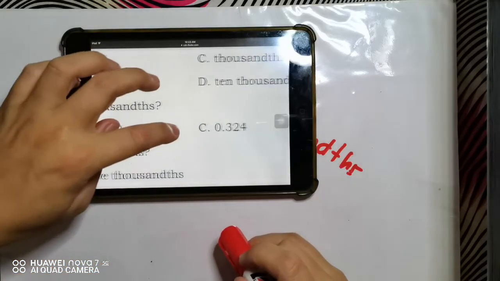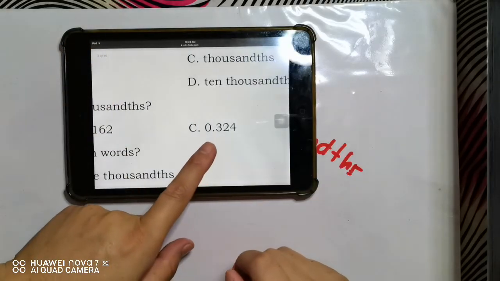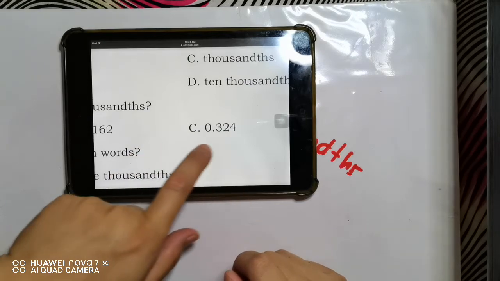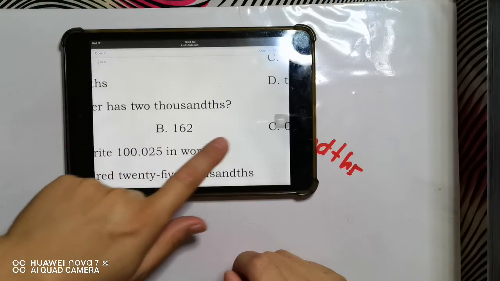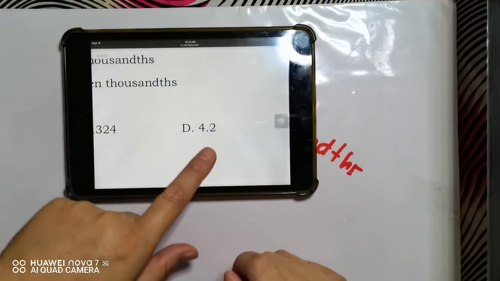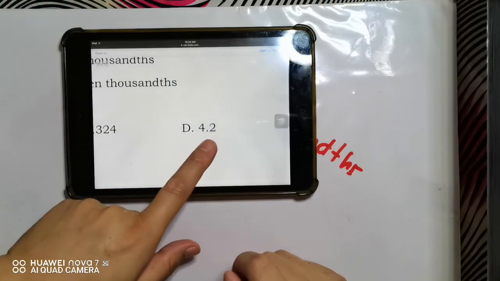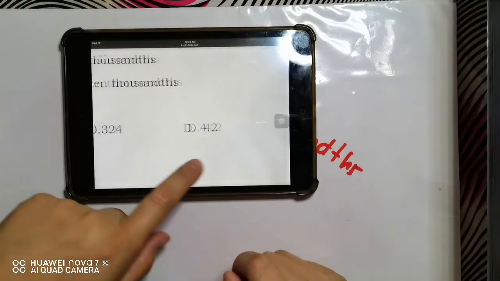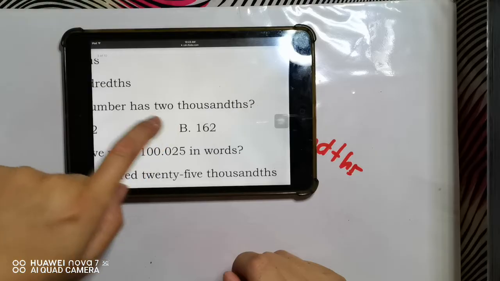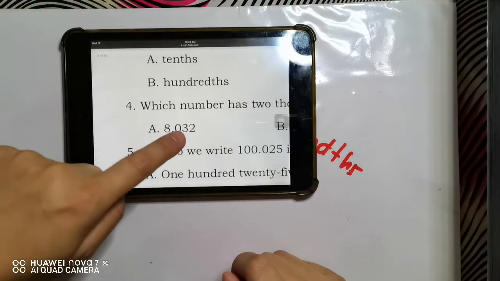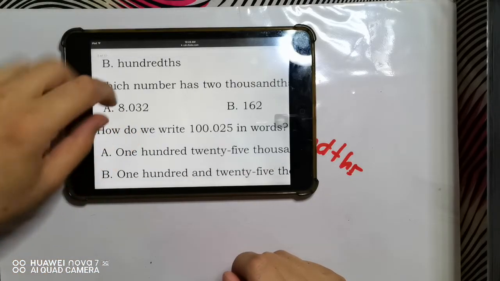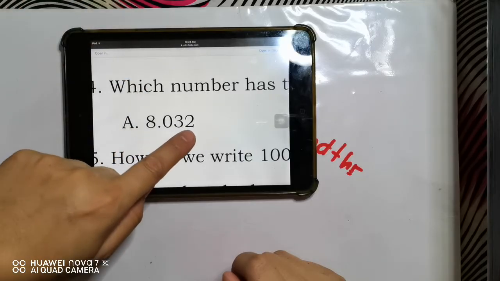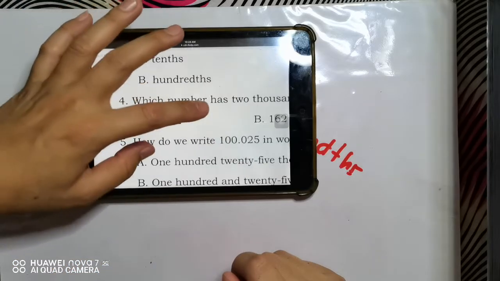Ito, 162. So, hindi. Ito ay 0 and 324 thousandths. Eh, ang inaalam natin, tas remember, yung 2 thousandths. So, hindi na rin pwede yan. Ito naman, 4 and 2 tenths. So, hindi rin pwede. Di ba? So, alin dyan yung merong value na 2 thousandths? That is the answer in letter A, 8 and 32 thousandths.